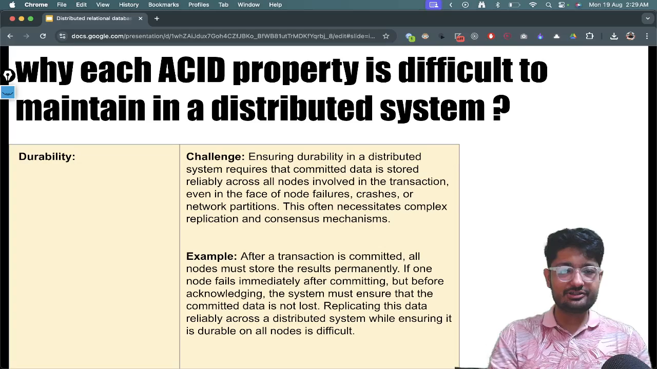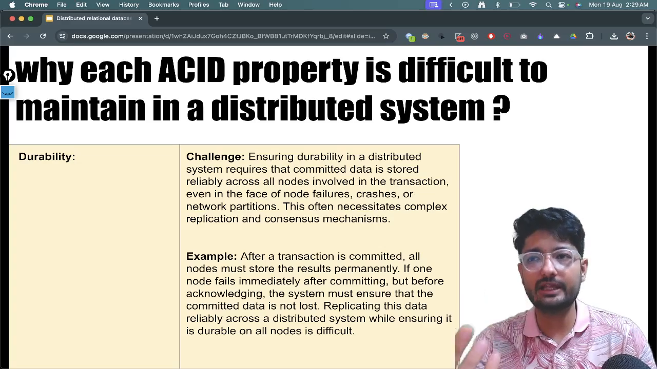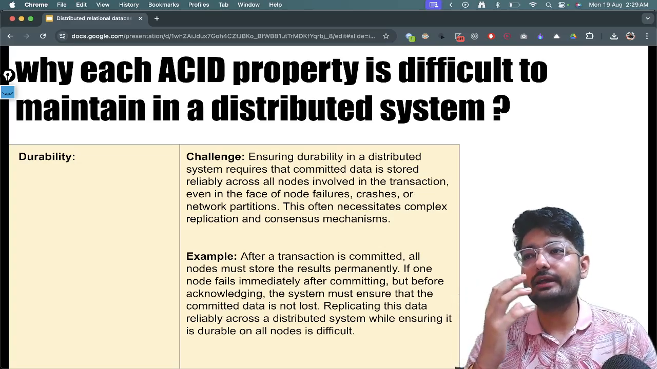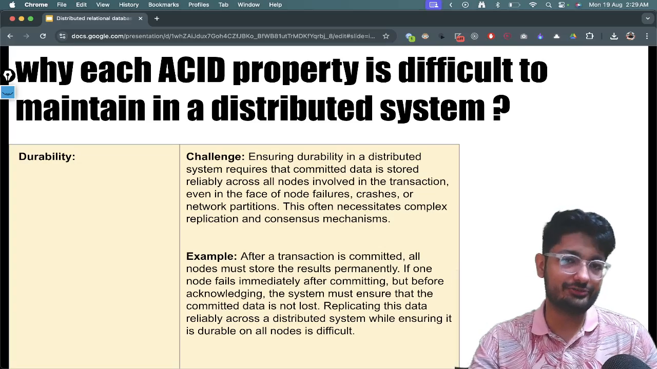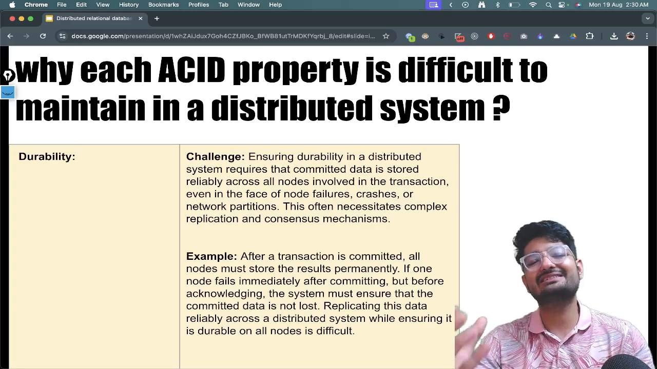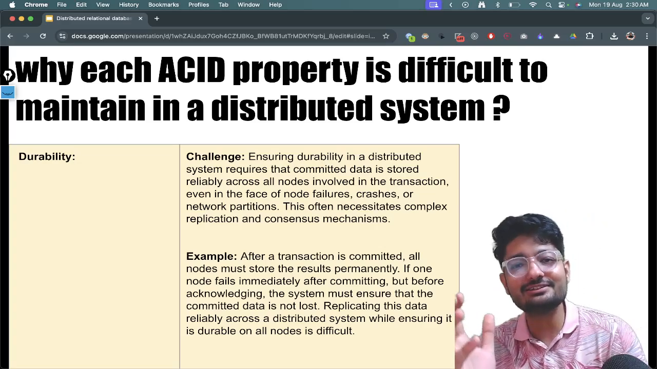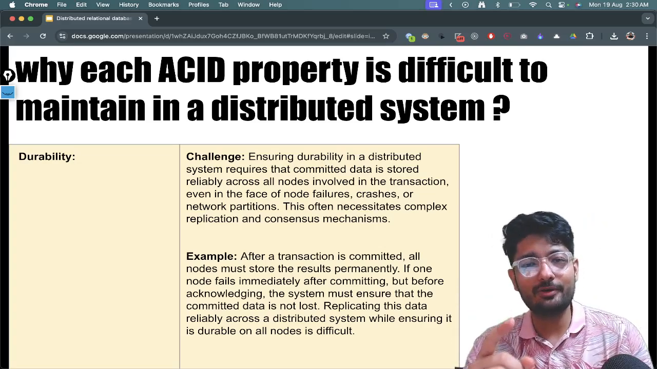So we talked about transactions, ACID properties, as well as the different challenges we face when we do distributed SQL transactions. In the next video, we'll talk about how we can overcome these different challenges when doing distributed transactions. How we can do that, we'll talk about in the next video.